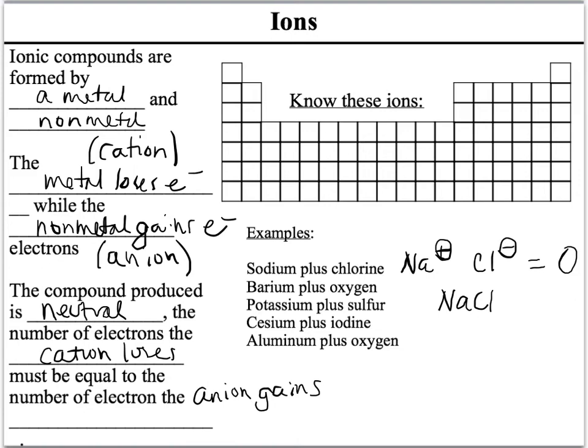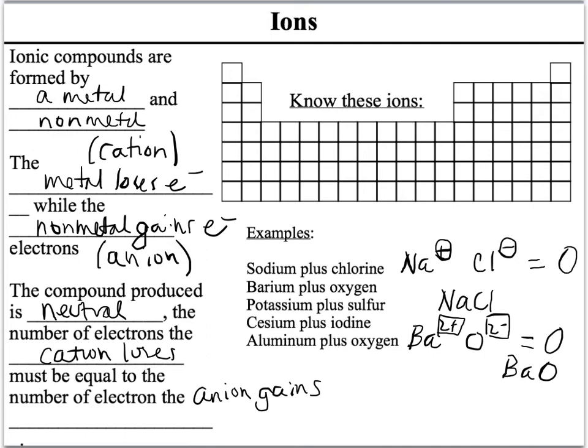Okay, let's try barium plus oxygen. So barium is down here on the periodic table. So we know that that second column produces 2+ cations. And oxygen is right here on the periodic table. So we know that it produces 2- ions. So again, we add up their charges. We want to get to 0. So +2, -2, that is 0. So our formula is just BaO, barium oxide. All right.